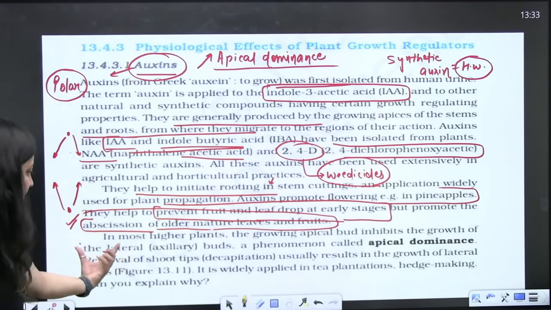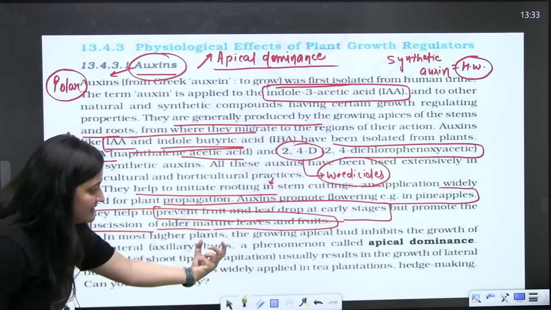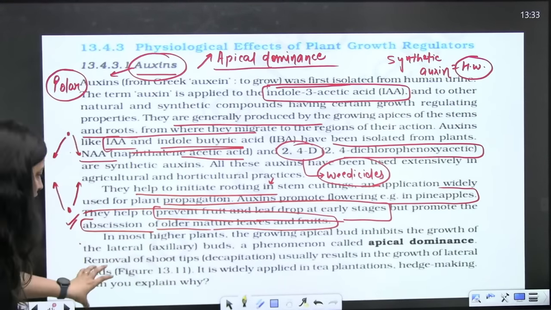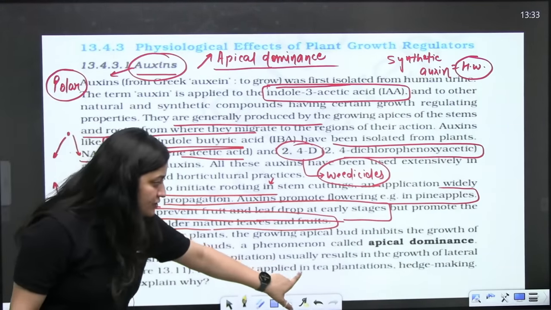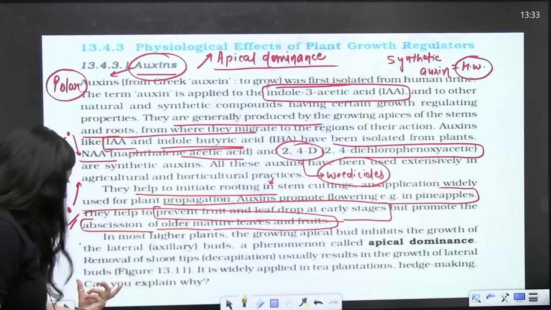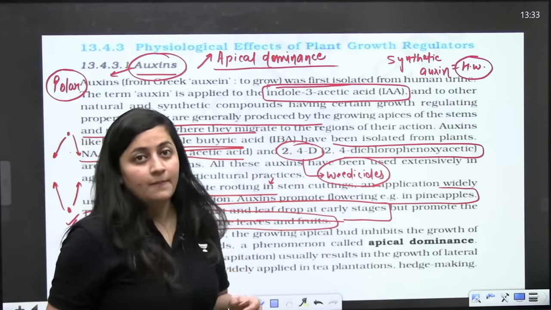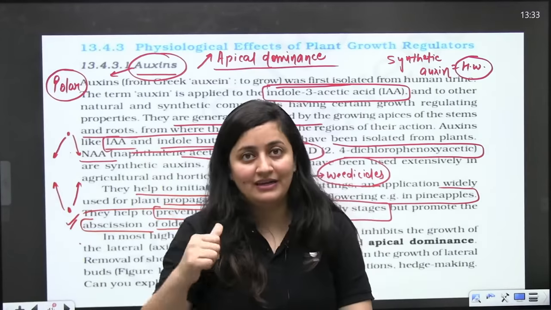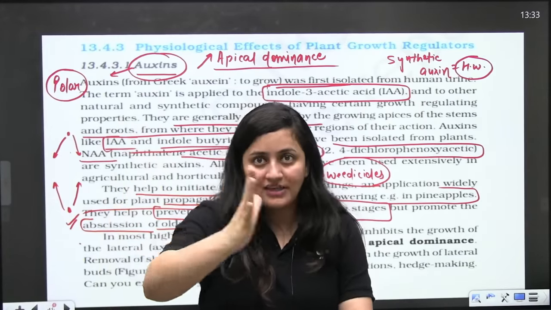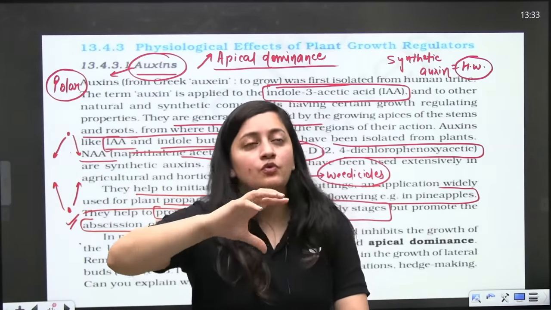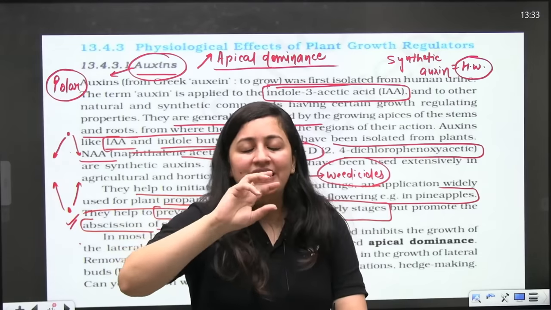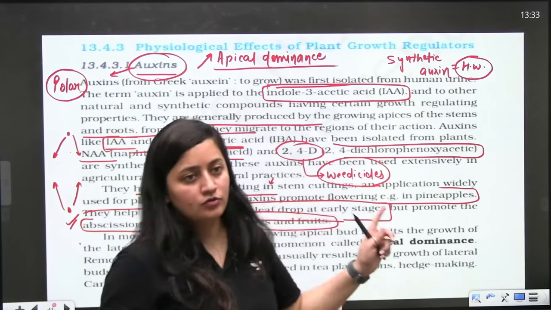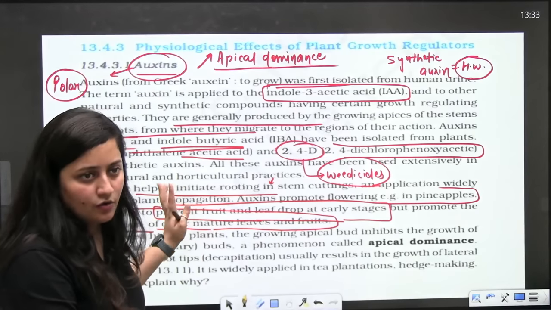So you can see here that removal of shoot tips, that is decapitation, usually results in the growth of lateral buds, right? So it is used in tea plantation, hedge making. Okay, it is used there. So that type of question used to come in the NEET exam. In today's session also, after all that important topics, now I have added a few NEET PYQs. So in that PYQs also you will find it.